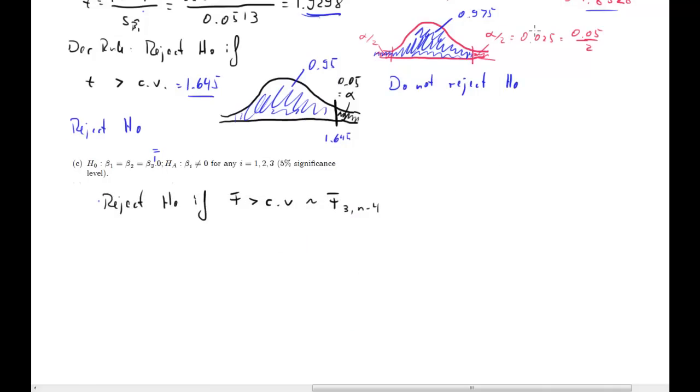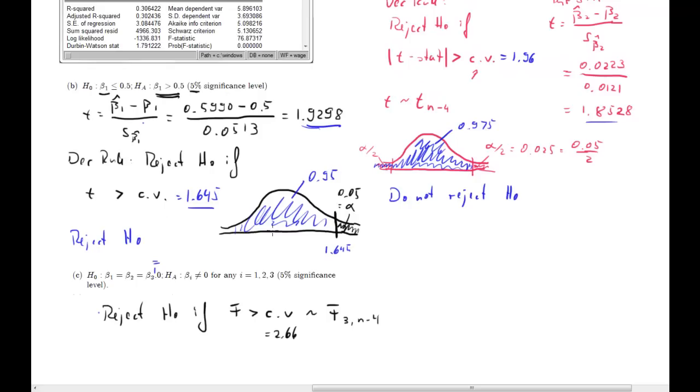We have to look at the third column, so it's 2.66. That's the critical value. So the critical value is 2.66. Now our test statistic was 76.87. So 76.87 is larger than 2.66, we reject H0. H0 said that none of the explanatory variables was relevant, but that hypothesis is clearly rejected.